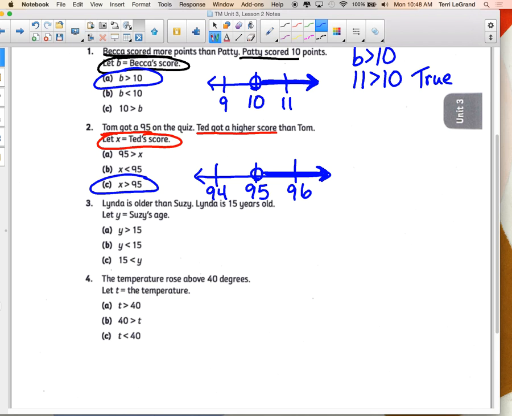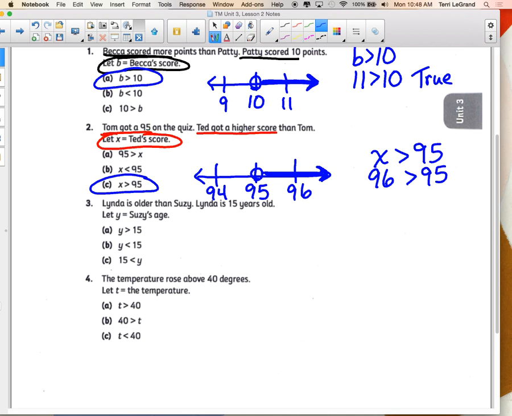Is this what the inequality statement we chose says? X, the shaded region, has to be more than 95. And it appears it is. So let's just try our X is greater than 95. Let's put the 96 in for the X and decide if that is true or false.